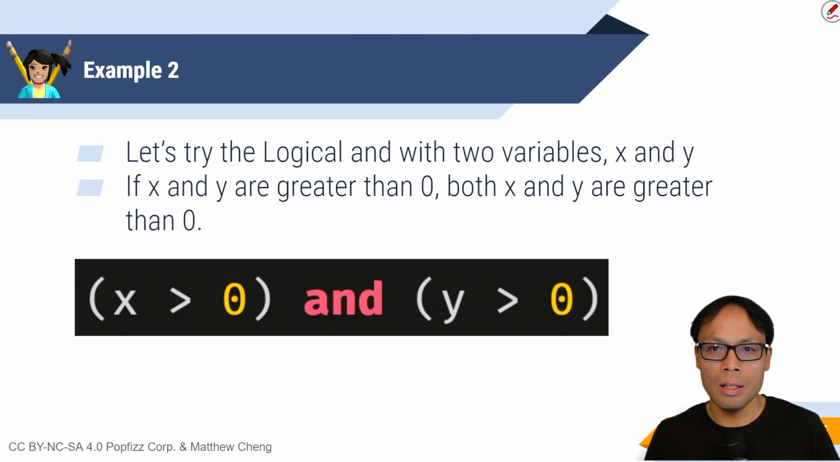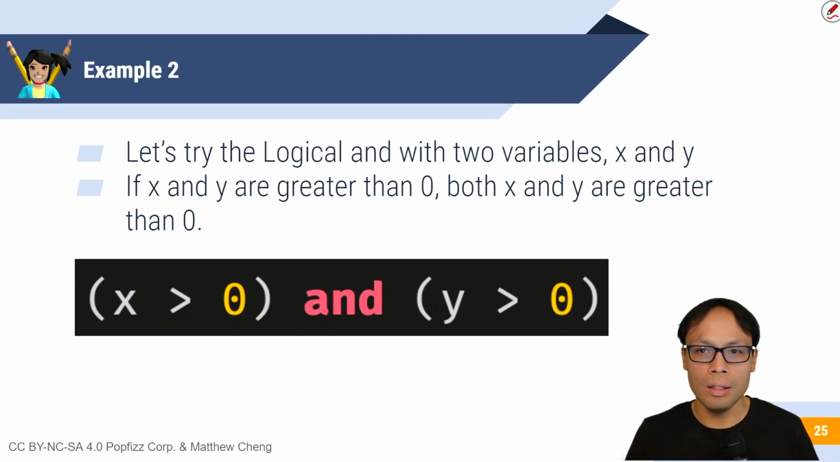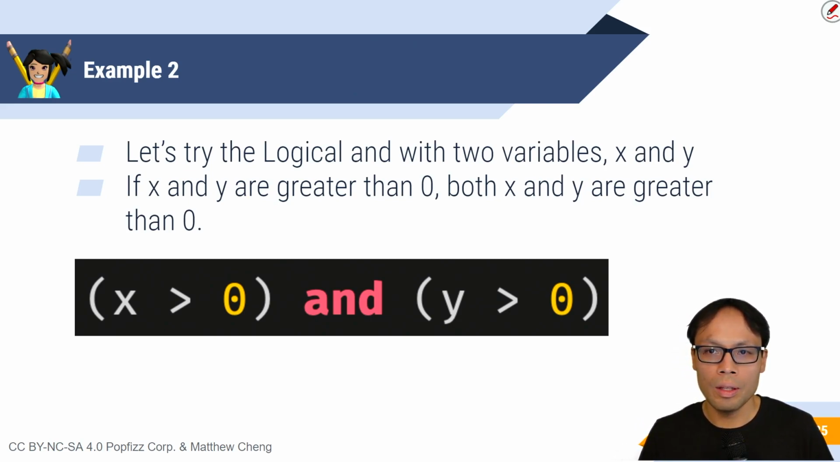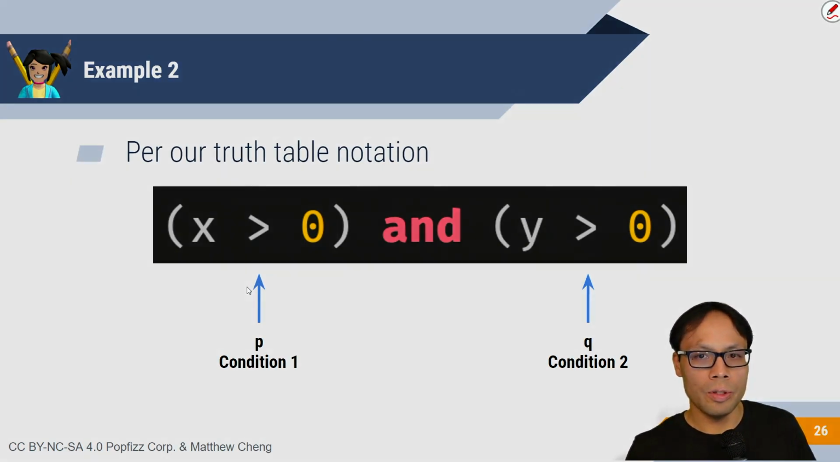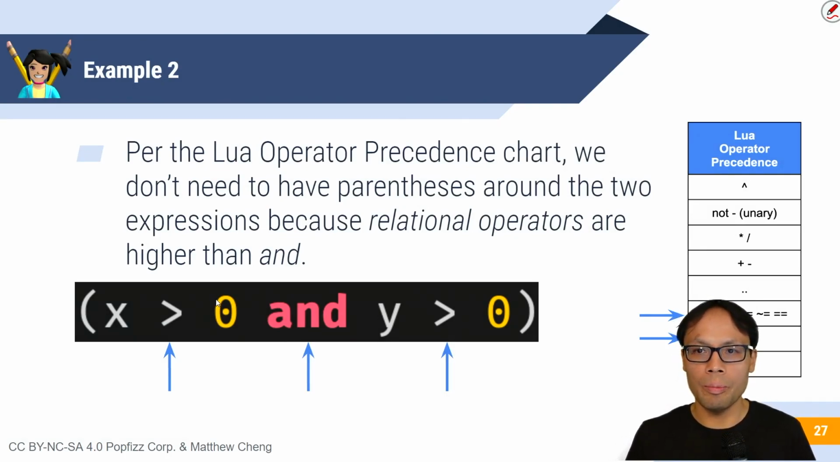All right, let's take a look at the second example here. So let's try the logical AND with two variables, x and y. So if x and y are greater than 0, let's print out both x and y are greater than 0. So per our truth table notation, we've got P as the first condition, and we've got Q as the second condition. So this is very similar to what we had before, except now we have an expression. Now, per the Lua operator precedence chart, we don't necessarily have to have parentheses around the two expressions because relational operators are actually higher than the AND.